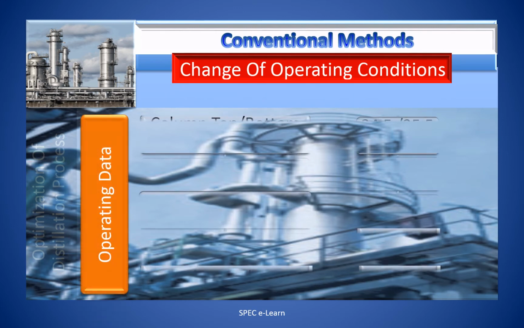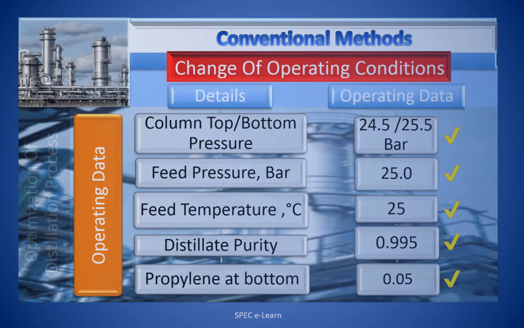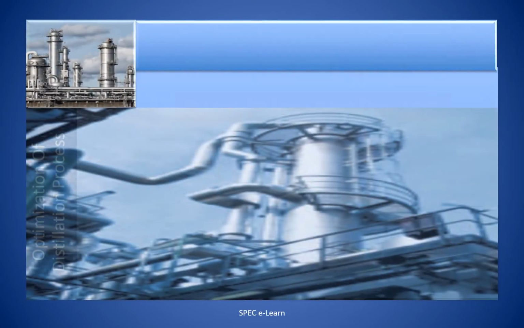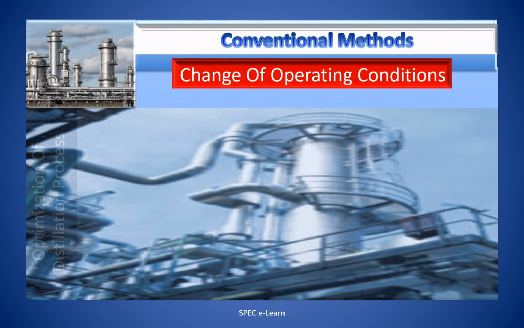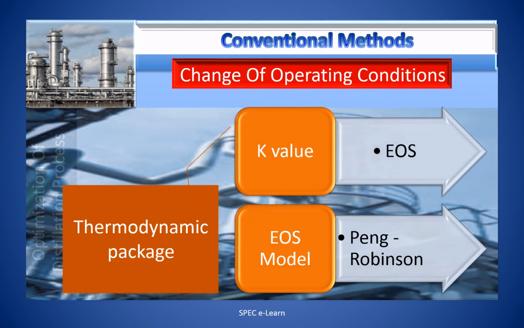This table shows the operating data of the column. Column top pressure 24.5 bar, bottom pressure 25.5 bar, feed pressure 25 bar, feed temperature 25 degrees centigrade, distillate purity 99.5%, propylene slippage at bottom 5%. Let us now select the equilibrium model. K value equation of state. Equation of state model Peng-Robinson.